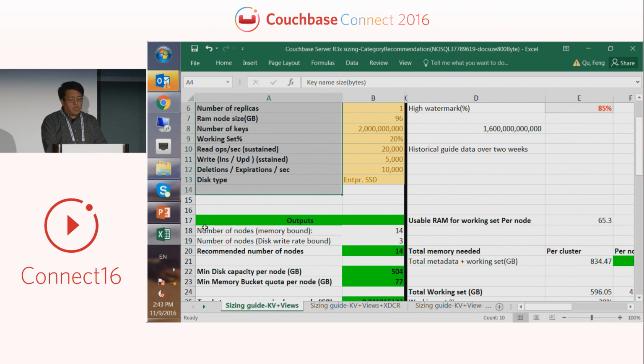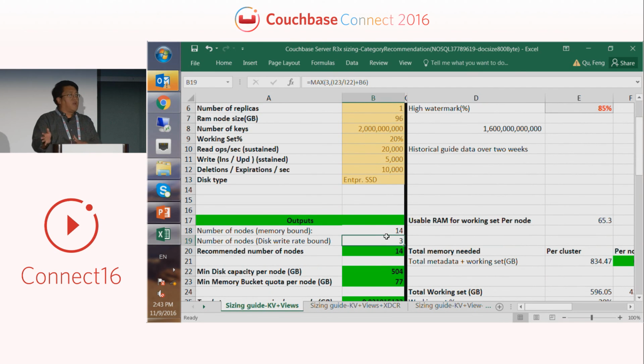So the output here is based on a very complex formula on the other side. So you end up with, okay, if you are memory bound, based on the 96 GB nodes, we need 14 GBs. If you are I/O bound, you just need 3 nodes. So that's what we do with the capacity.